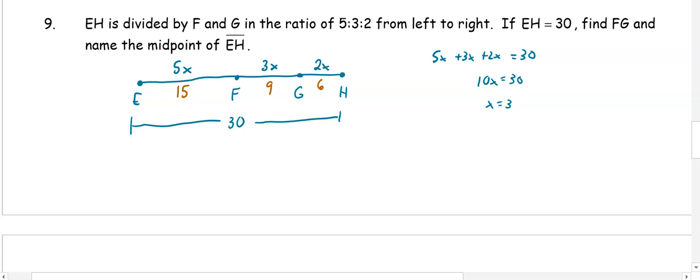Which point of these is going to be an endpoint? So if I keep looking down the line and I say F is the midpoint, before F has a length of 15, after F has 9 plus 6, which is 15, which means F is the midpoint.